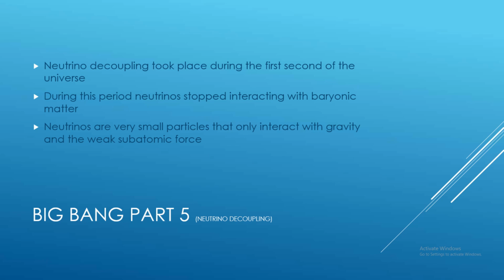Next, Big Bang Part 5, neutrino decoupling. Neutrino decoupling took place during the first second of the universe. During this time, neutrinos stopped interacting with baryonic matter. Neutrinos are very small particles. They are also elementary particles that only interact with gravity and the weak subatomic force. Don't ask me what that is. That's just what the first article on Google said. So it's a force that's weak and acts on subatomic particles.